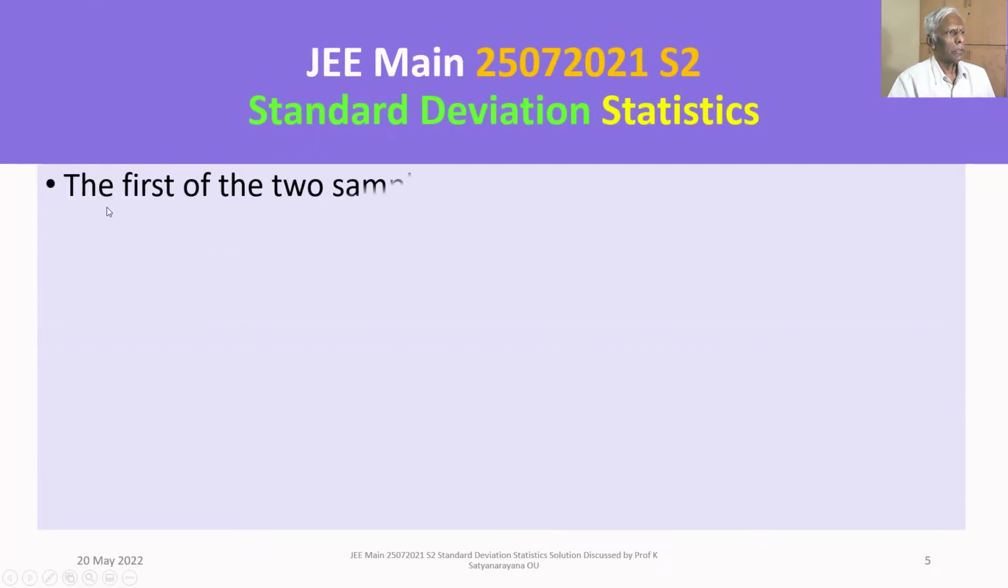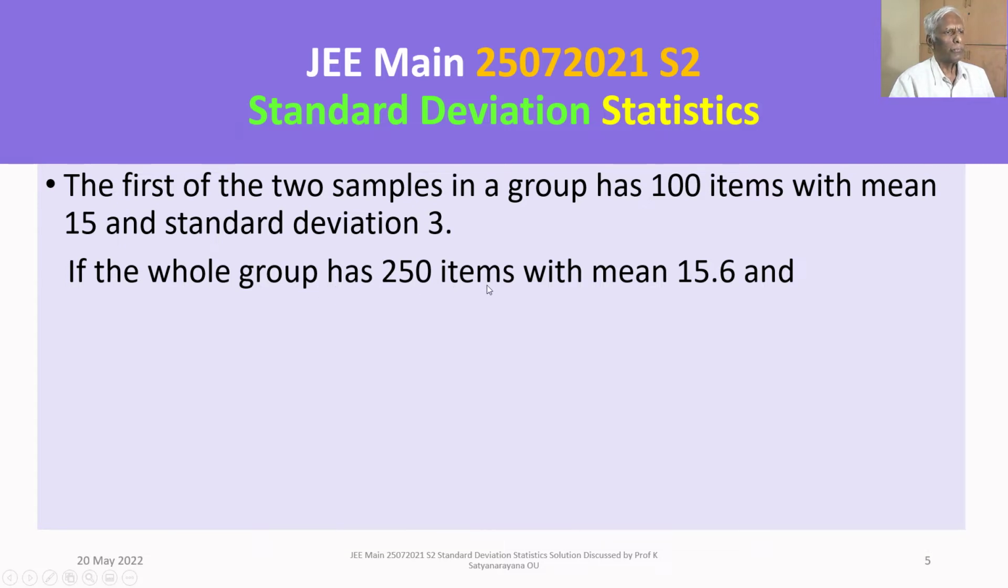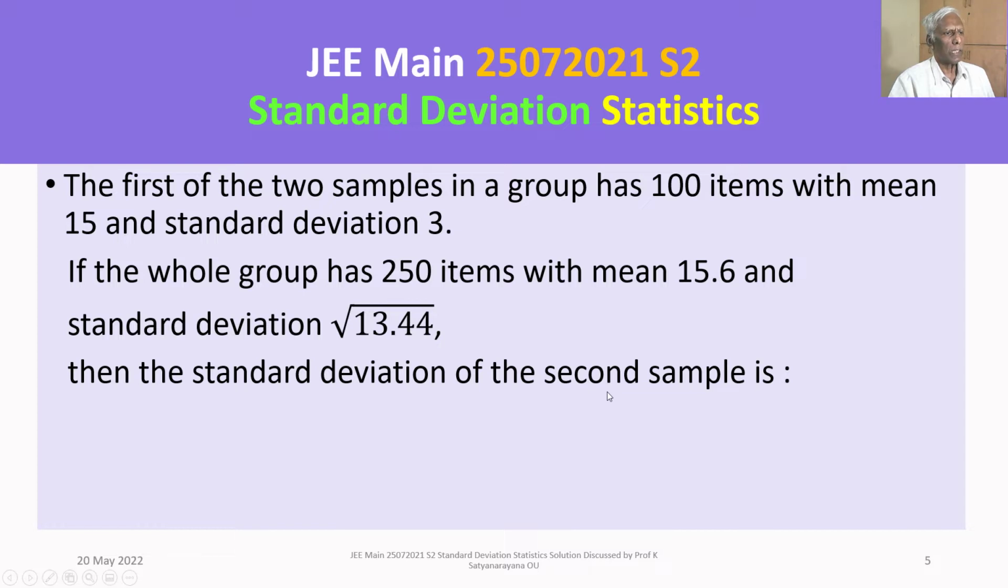The problem is: the first of the two samples in a group has 100 items with mean 15 and standard deviation 3. If the whole group has 250 items with mean 15.6 and standard deviation under the square root of 13.44, then the standard deviation of the second sample is? Four options are given to us. Option 1, 5. Option 2, 8. Option 3, 6. Option 4, 4.